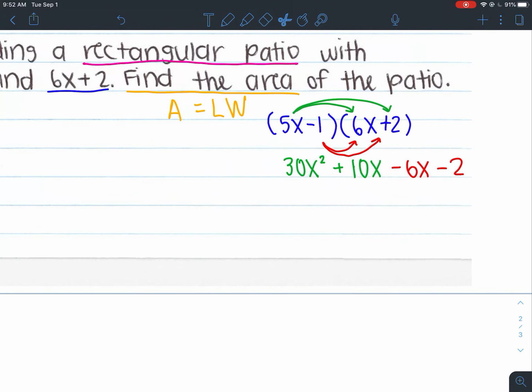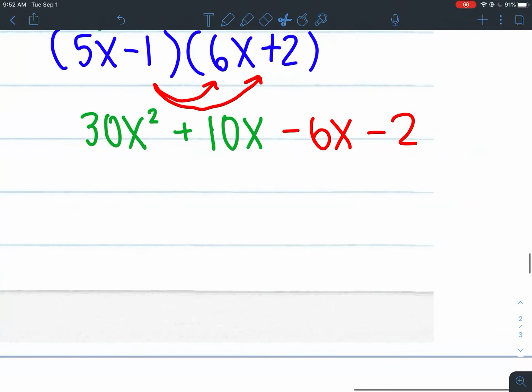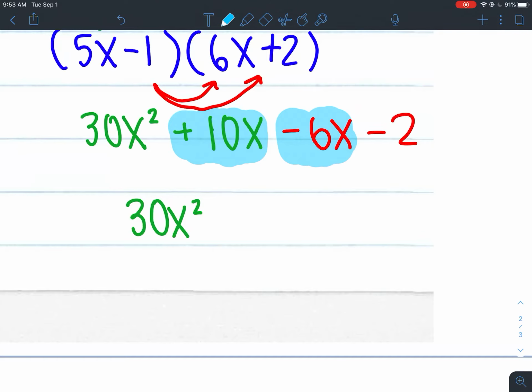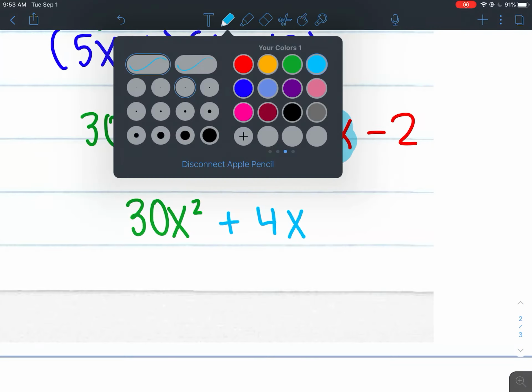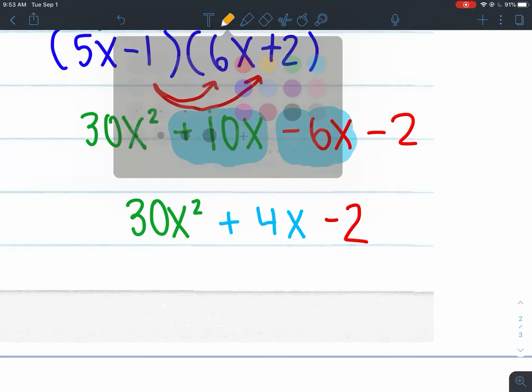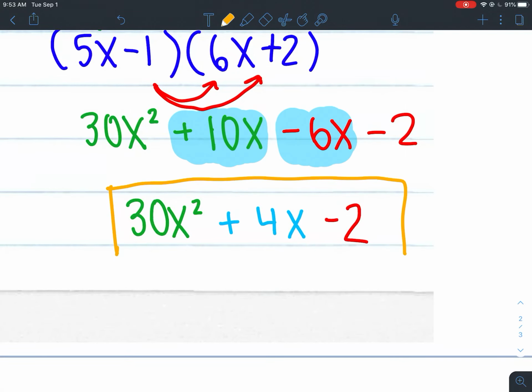Now we're almost done, but we are not, because we always have to check for like terms. In this case, I do have like terms, positive 10x and negative 6x. So I start with my highest exponent, which is the x squared in the front, 30x squared is going to be the first term. And then I'm going to combine my like terms, 10x and negative 6x, and that's going to give me positive 4x. And then I just have the negative 2 tacked onto the back. Now, can I simplify anything here? No, we don't have any like terms, so we're finished. This is the area of the rectangular patio.